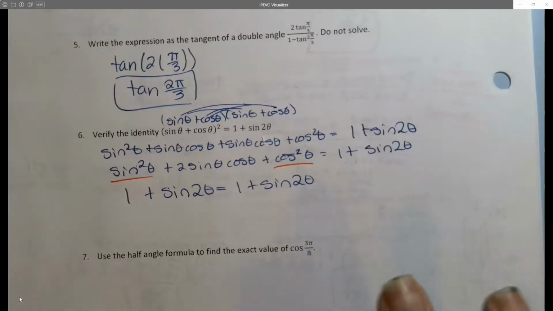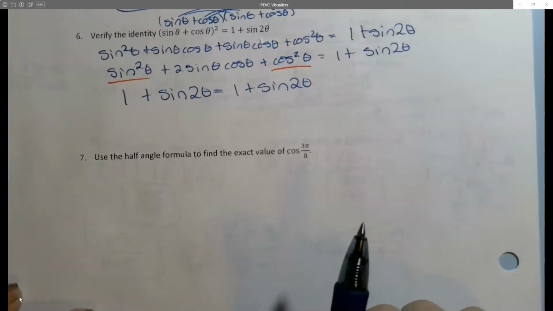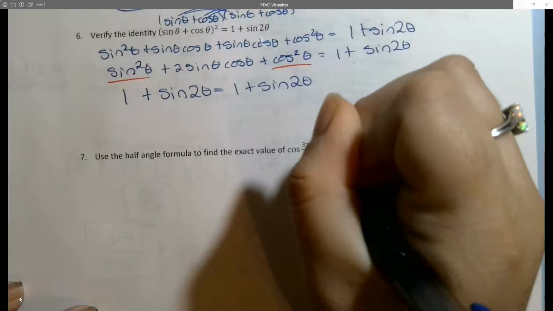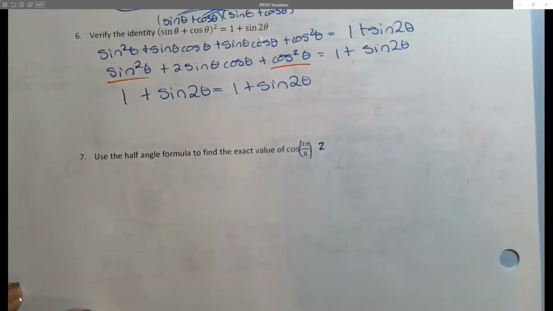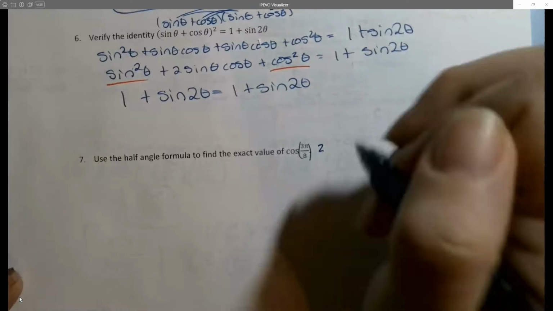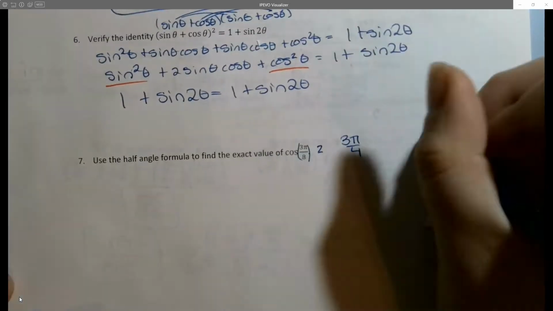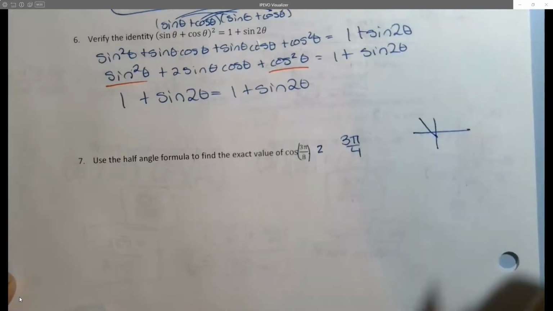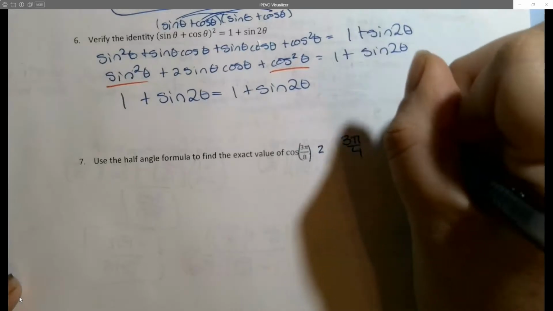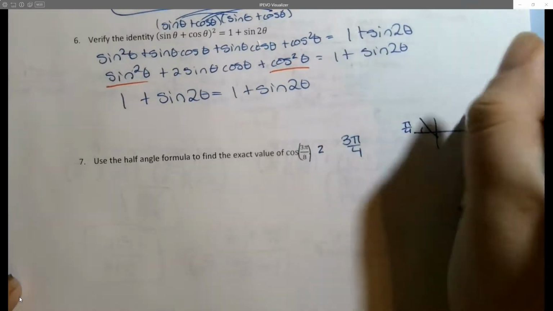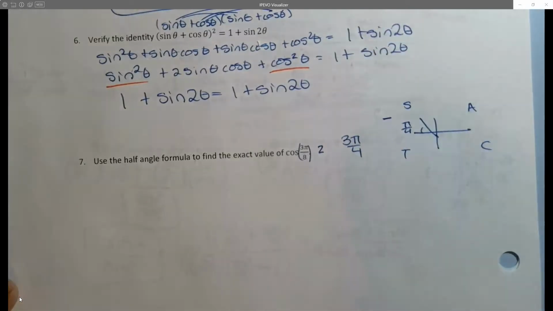Okay. Number 7 wants me to use the half angle formula to find the exact value of cosine 3 pi eighths. So remember, for this one, I want to take this and multiply by 2 to figure out which angle I'll be using. This gives me 3 pi fourths, which I need to remember where this is on a coordinate plane. It's right here. So over here, my reference angle is going to be pi fourths, and cosine is going to be negative in this quadrant.